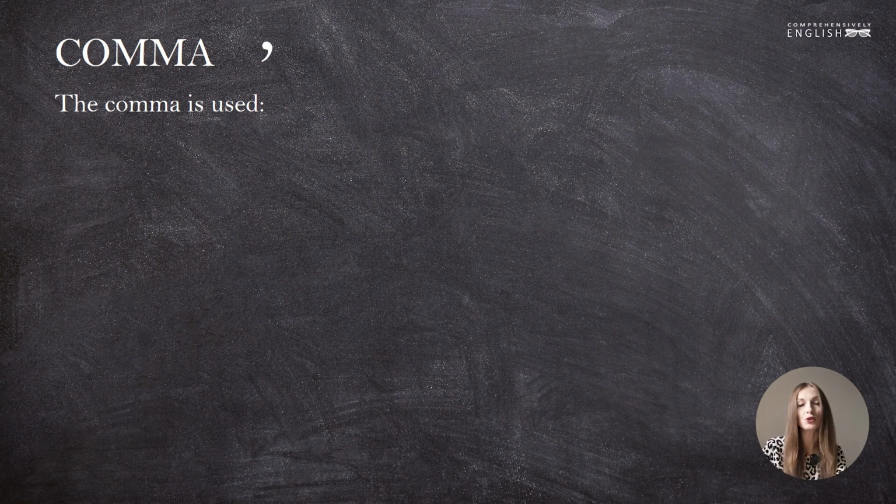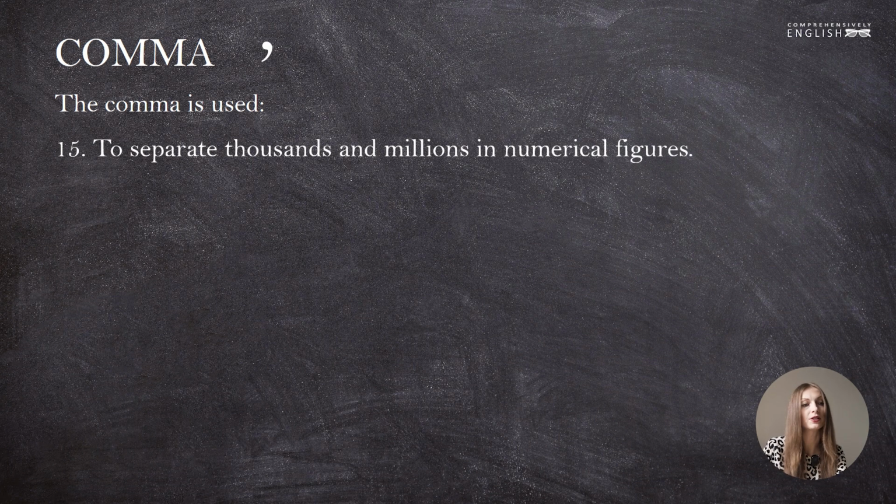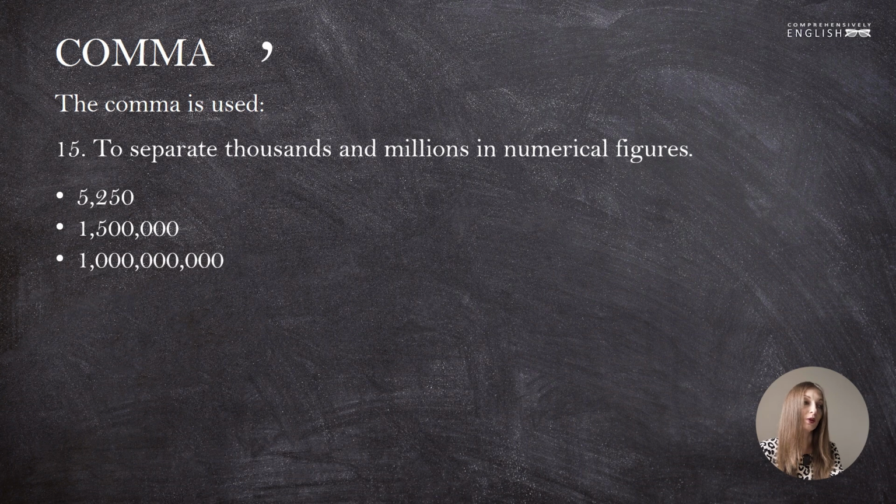We also use the commas to separate thousands and millions in numerical figures. For instance, we will write 5,250 and 5,000 will be set off by the comma. 1,500,000. Thousands and millions are separated, and the last one would be 1 billion. Here we'll have 3 commas.